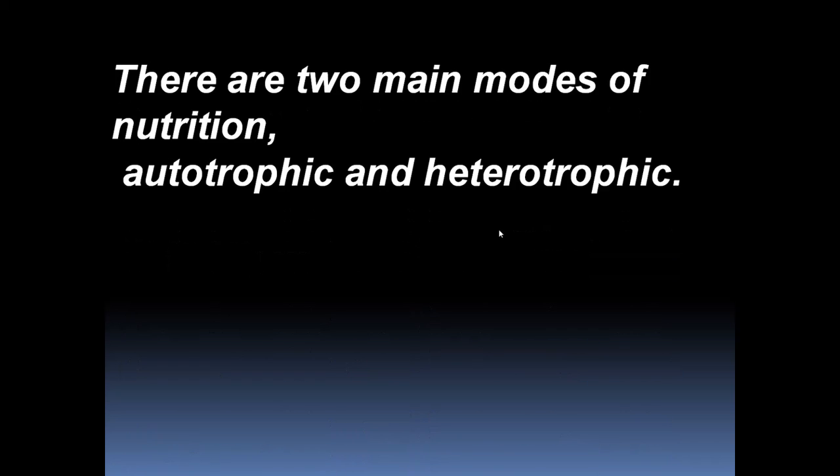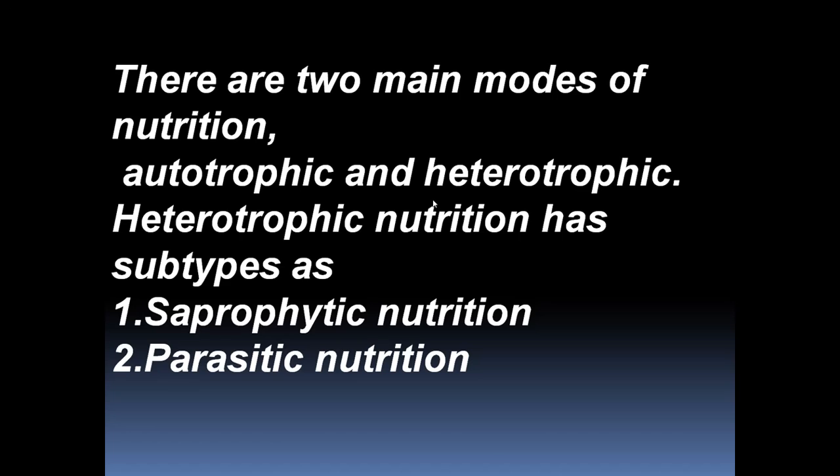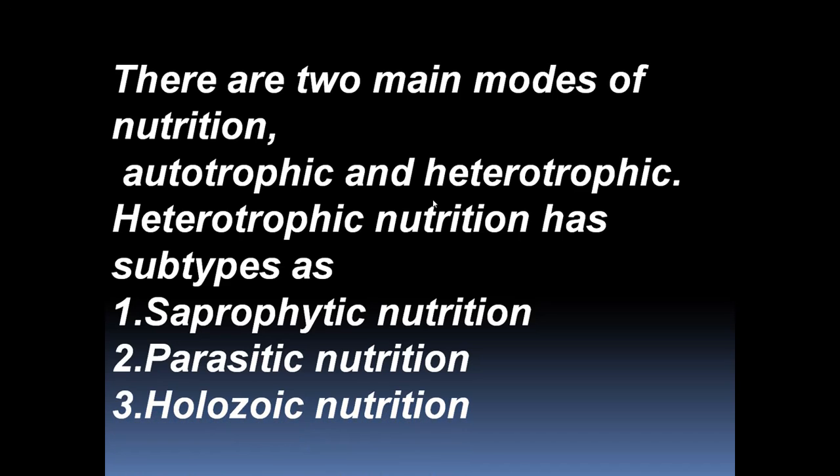The two main modes of nutrition, as we have learned just now, are autotrophic and heterotrophic. Heterotrophic nutrition has subtypes: saprotrophic or saprophytic nutrition, parasitic nutrition and holozoic nutrition.